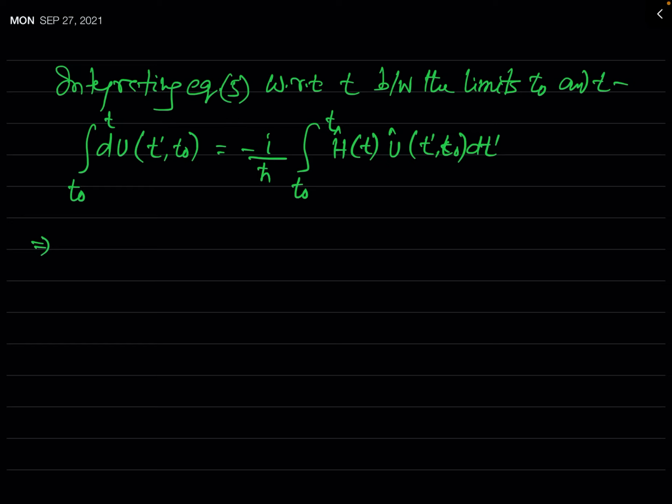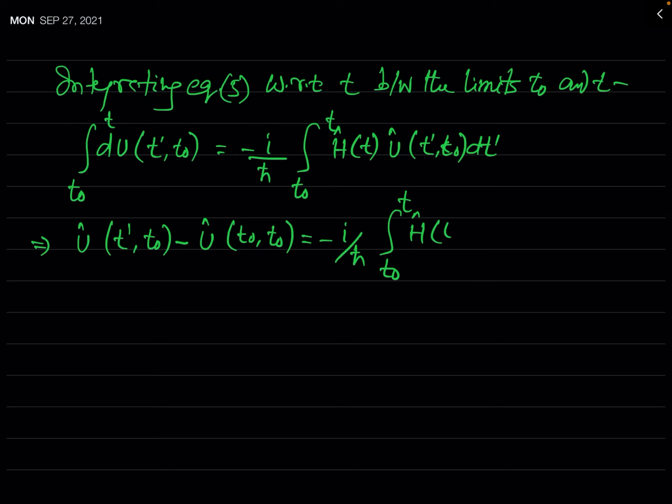Now you can see what will be the integral in the LHS. You can see easily the integral will be u, and when you put the limits for t prime, this will be u hat of t prime comma t naught minus u hat of t naught comma t naught, and this will be equal to minus i over h bar integral t naught to t, h hat of t, u hat of t prime comma t naught, dt prime.